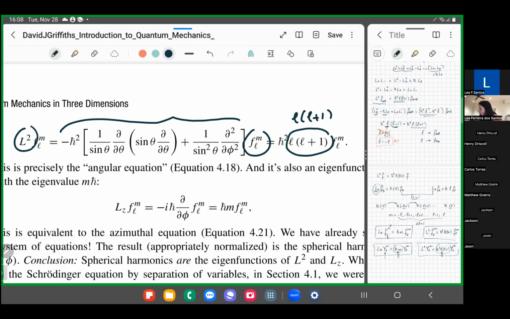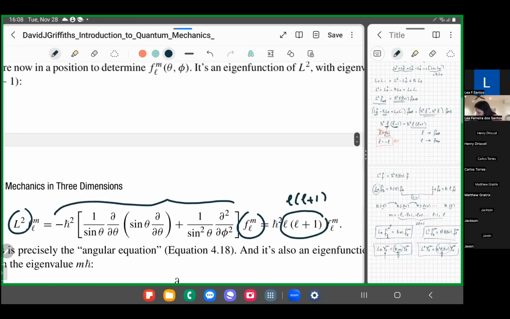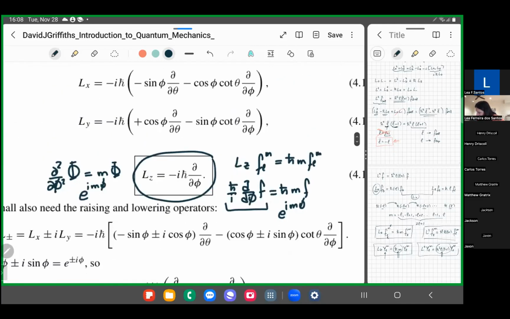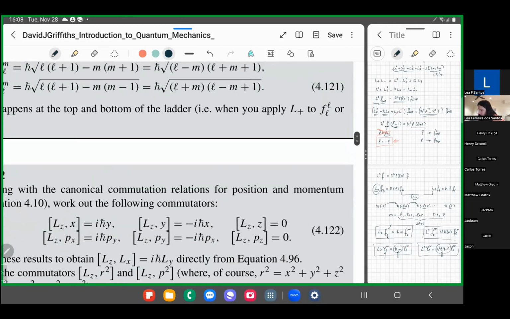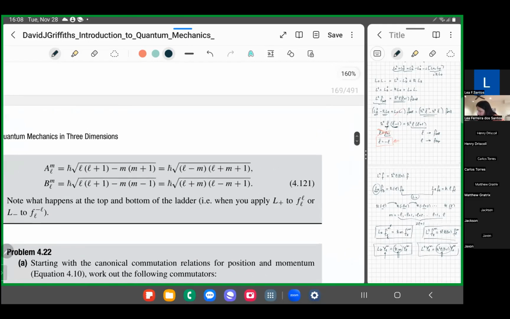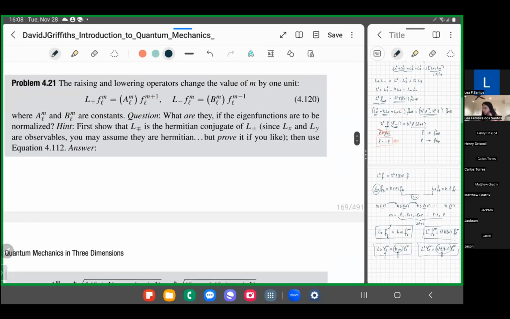Okay. All right. So the other thing that I wanted to tell you, let me come back down, is a problem I'm going to send to you to solve, but it's an interesting problem, this problem 4.21. You will solve it as homework.